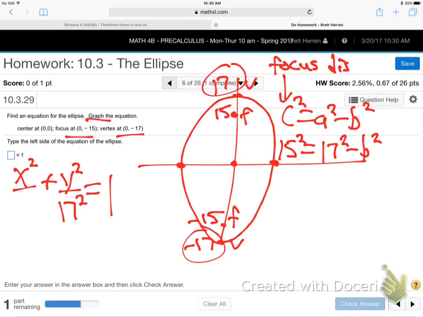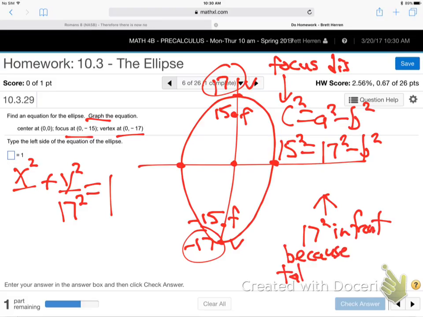Can I answer questions on that? Does that make sense? Let me just say, 17 squared goes in front because it's taller. And so when you subtract, the bigger one is in the front. It's got to be. So technically that's the A, whatever.